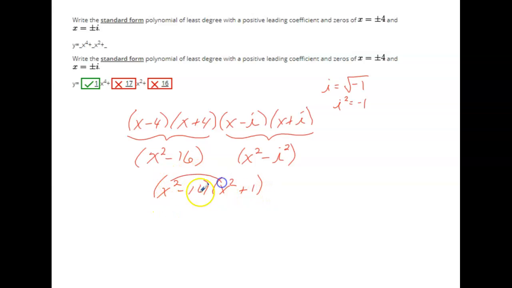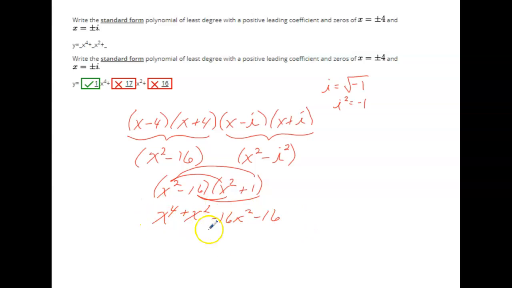So first, outer, inner, last: x squared times x squared is x to the 4th. Then x squared times 1 would be a plus x squared. Then we have -16 times x squared, so -16x squared. And then -16 times +1 is a -16.